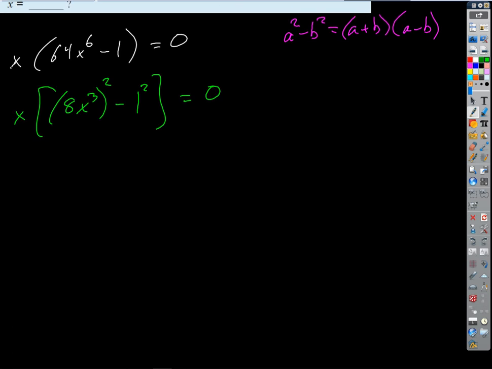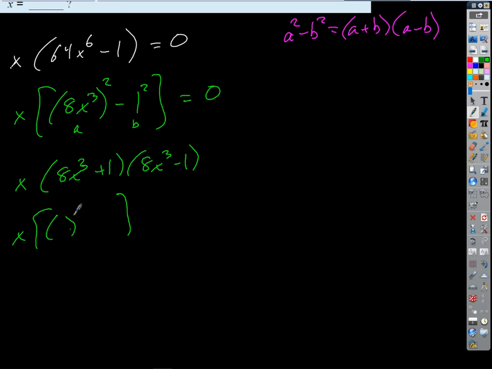Okay, so then when we break this one down, we're going to get x times, our a is our 8x cubed, our b is our 1, right? And so we're just going to get 8x cubed plus 1 times 8x cubed minus 1. Now those are both things I can deal with. Both of those I can think of as being sums, one's a sum of cubes and one's a difference of cubes, right? How does this first one right here become a sum of cubes?